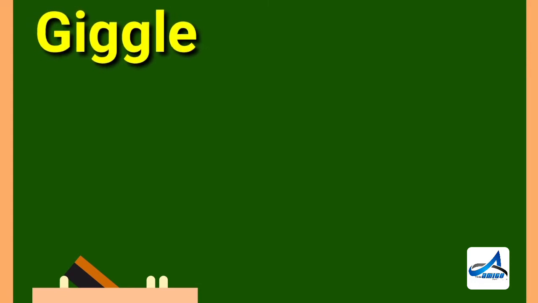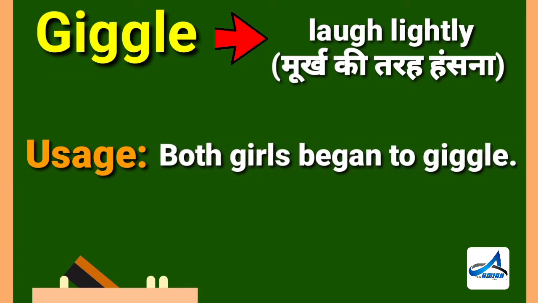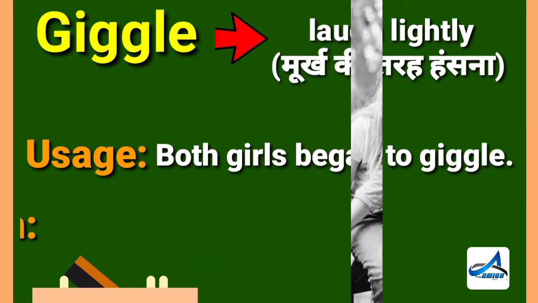The next word that I have for you is giggle. Giggle means laugh lightly. Its Hindi meaning is मूर्ख की तरह हंसना. Now look at its sentence. Both girls begin to giggle. Its synonym is sneer.